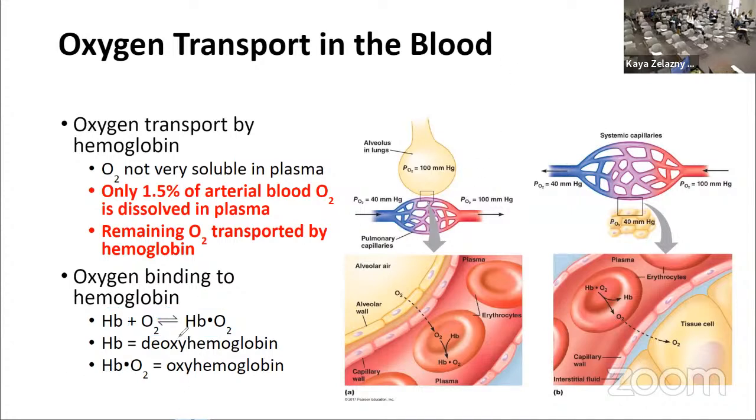And like other equations that we've seen in this class, this is going to follow the law of mass action. So wherever you have more of a thing, it drives the equation in the opposite direction. So when we have more oxygen coming in, we're going to end up producing more oxyhemoglobin.